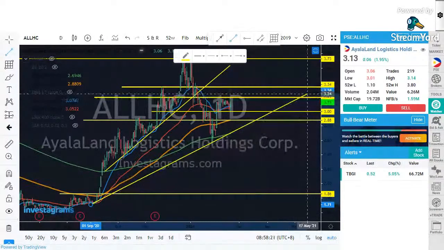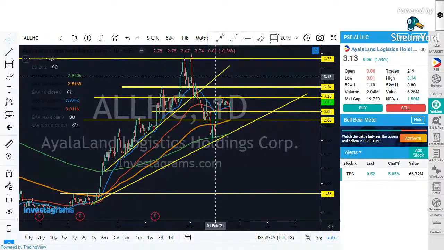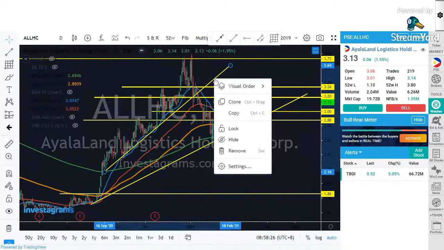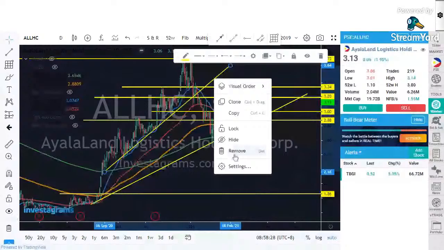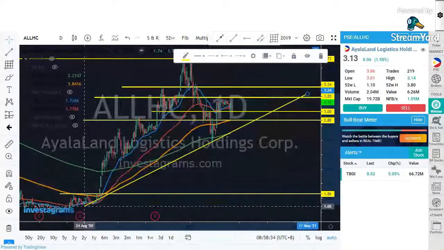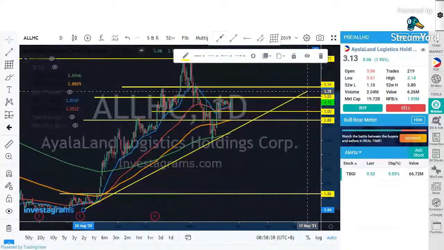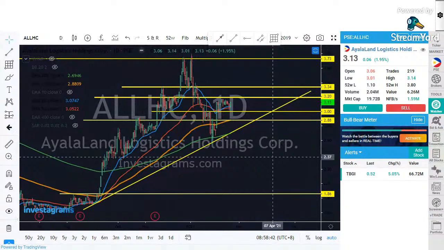So for now, this line is no longer valid, so we'll remove it. We'll draw an incline support and connect the lows. Okay, so if you have a position for LHC, you need to see this incline support na hindi ma-break ni LHC.